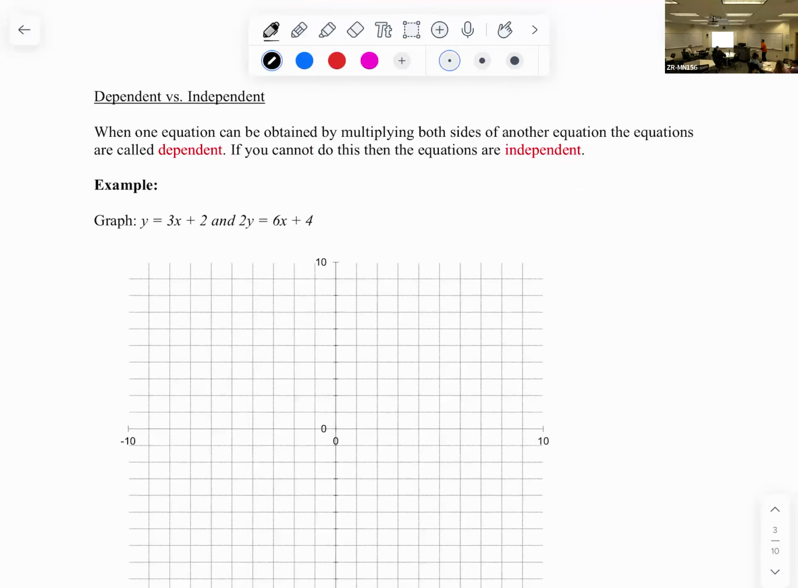All right, the other two definitions, dependent and independent. Independent means you have two separate and distinct lines. They're basically independent, they're individual lines. Dependent means that one line is a multiple of another line, and essentially they are the same line.